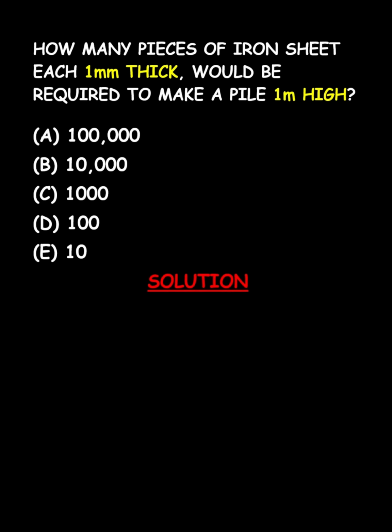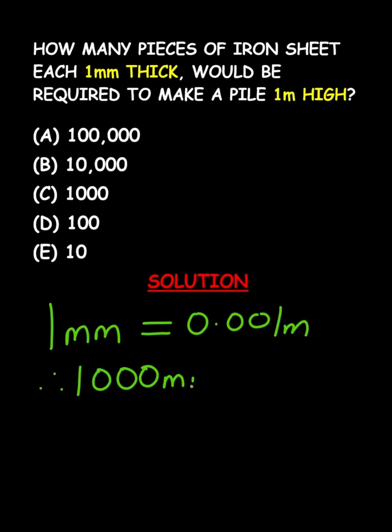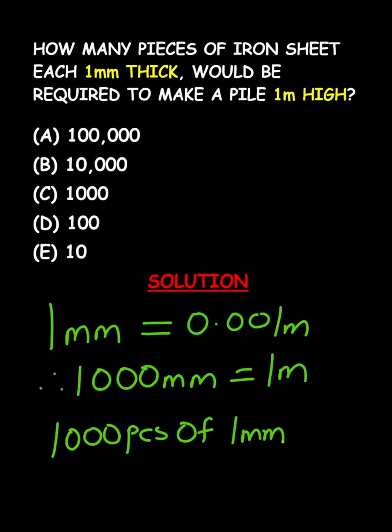Solution. To solve, we state this unit of measurement: 1 mm equals 0.001 meter. Therefore, 1,000 mm equals 1 meter. Then, 1,000 pieces of 1 mm iron sheets would be required to make a pile of 1 meter high. The correct answer is C.